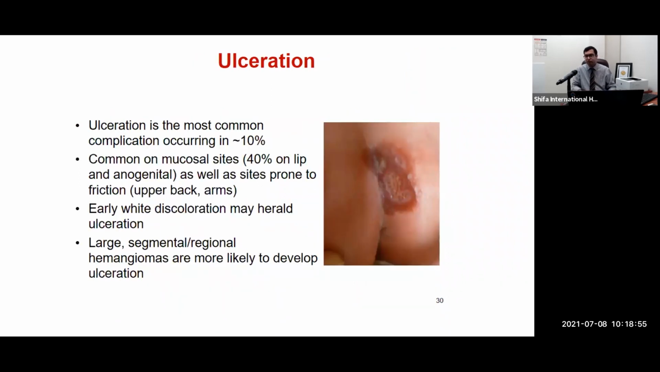Now, ulceration is the most common complication. Nearly 10% of patients can present with ulceration, most commonly at mucosal sites. Early white discoloration, which we have just talked about, reflects infarction or outgrowing the blood supply.